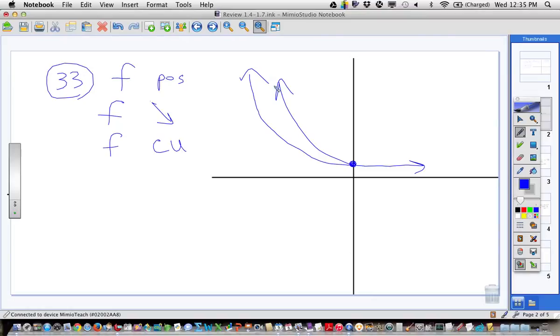Okay, 32 was very similar. The difference was it was supposed to be positive, increasing, and concave up. So that could be just the right half of a parabola, or it could have been e to the x, plain old e to the x. So that's what was going on there. Be able to do that kind of thing as well. It's using information from the chart to think about these graphs.